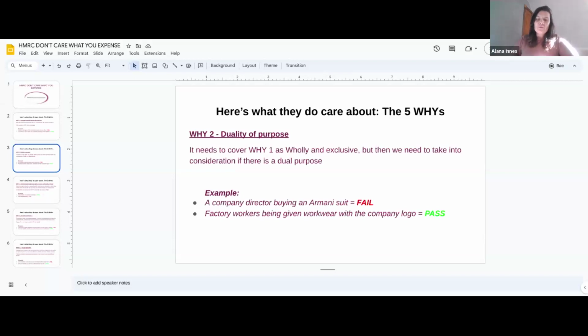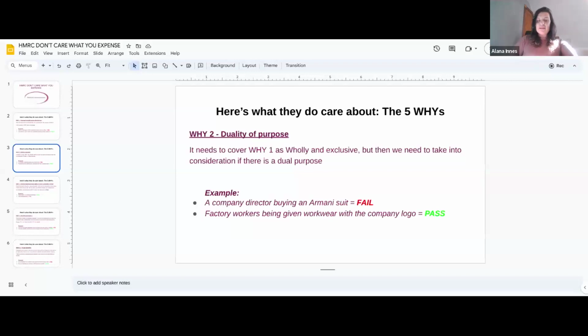Something we see quite a lot of is company directors will say to us, we have bought an Armani suit for £500 and we want to claim this as a business expense. So this actually fails because HMRC would view this as a dual purpose, because you would wear this outside of work and it wouldn't just be used for work. They would probably think you would be wearing the suit sometimes outside of work if you're going to spend £500 on a suit.